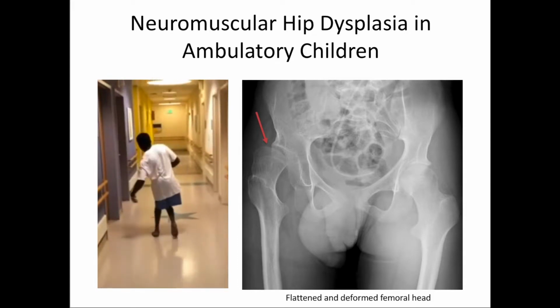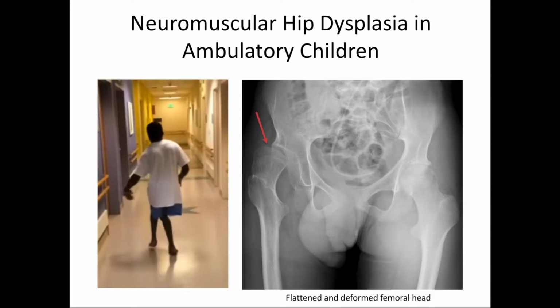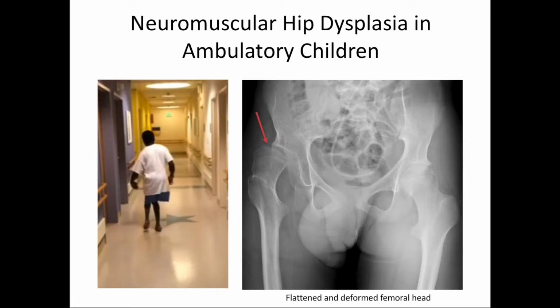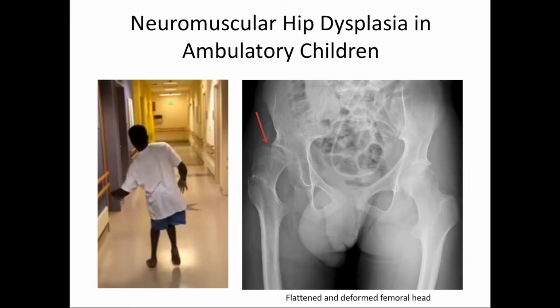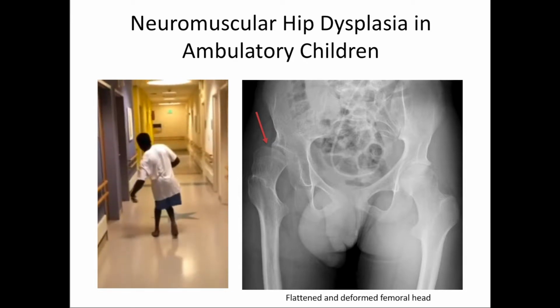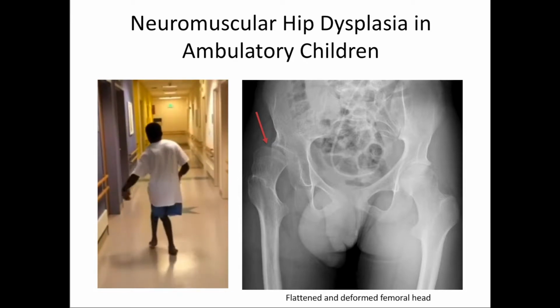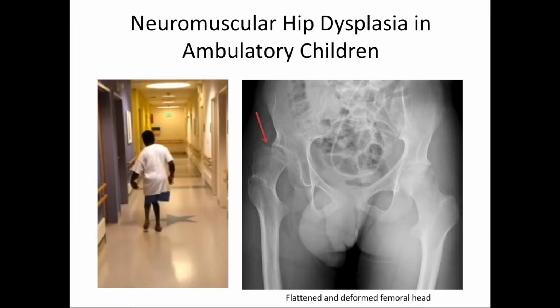This is a child who came to us unfortunately quite late. Notice here that this ambulatory child has hip displacement, with a marked difference between the two sides. He has spastic hemiplegia, and you can see that he has a flattened and deformed femoral head on the more affected side.